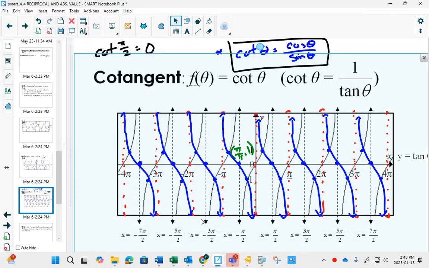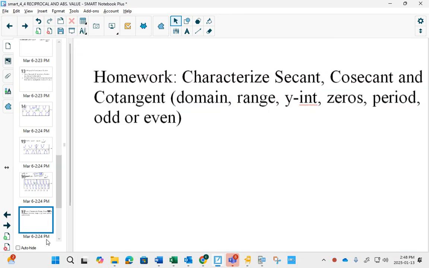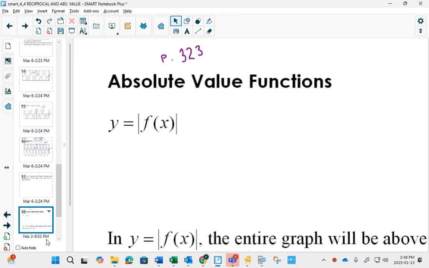And we have one more topic. And our last topic is absolute value functions. Now you can either take out just a piece of scrap paper or loose leaf if you want. If you have your book here, page 323 is an empty page that you could write this in.